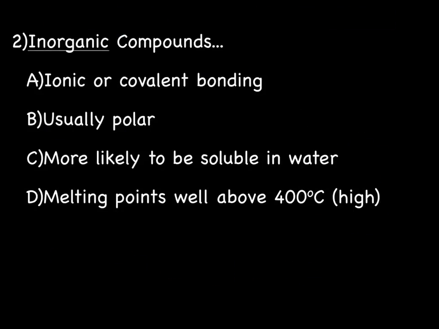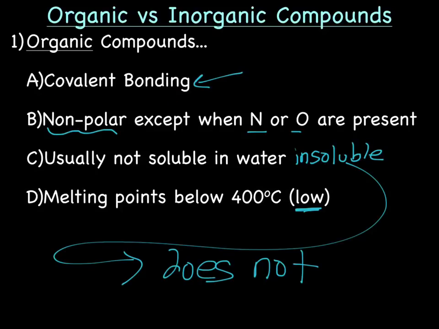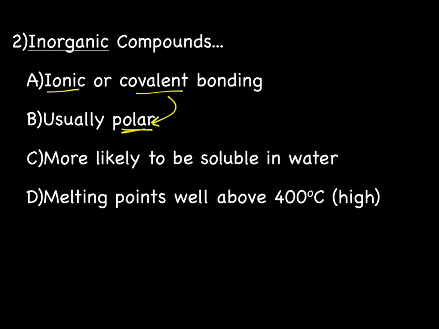Inorganic compounds have either ionic or covalent bonds, but if the bonds are covalent, they're normally polar, whereas in organic compounds, the covalent bond is normally nonpolar. They are more likely to be soluble in water, again, meaning that they can dissolve in water, and they usually have very high melting points, well above 400 degrees Celsius.